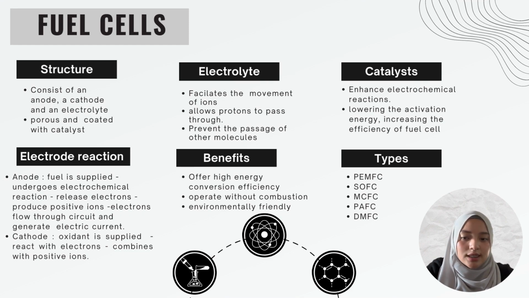Moving on to the catalysts. Catalysts are used at the electrodes to enhance the electrochemical reactions. They lower the activation energy required for the reactions to occur, increasing the efficiency of the fuel cell. Common catalysts include platinum for hydrogen-based fuel cells and various transition metals for different types of fuel cells.